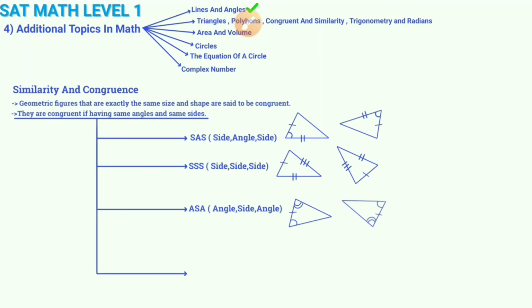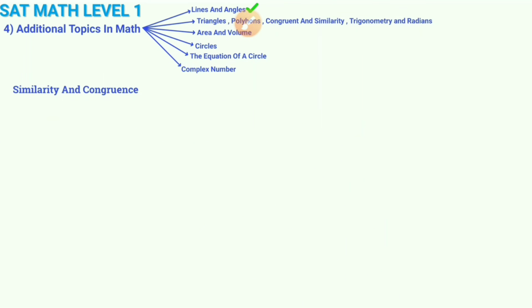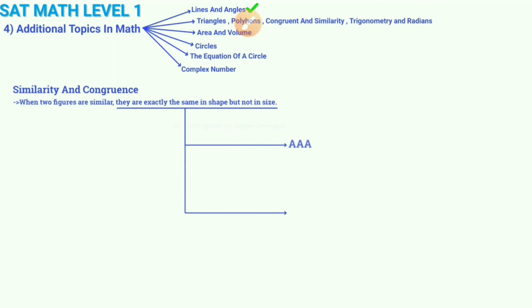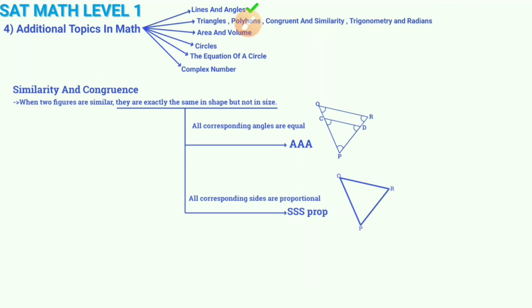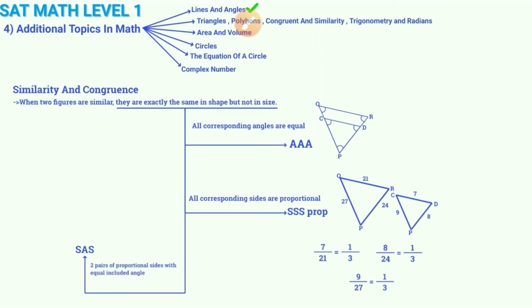Side, angle, side, angle, side, angle, right angle, hypotenuse, side. When two figures are similar, they are exactly the same in shape but not in size. All corresponding angles are equal. SSS: all corresponding sides are proportional, which means having the same ratio. And SAS: two pairs of proportional sides with equal included angle.